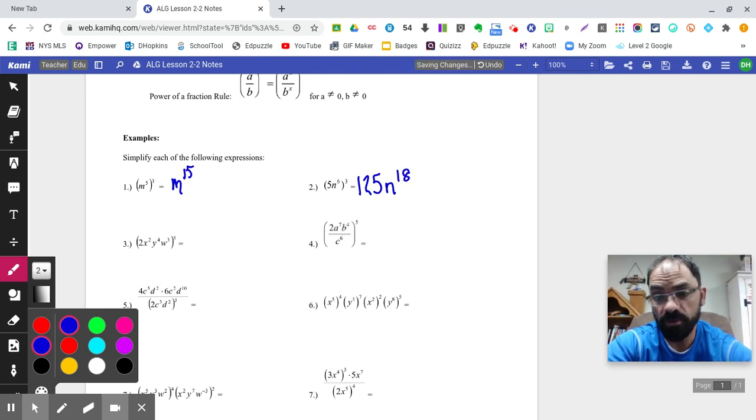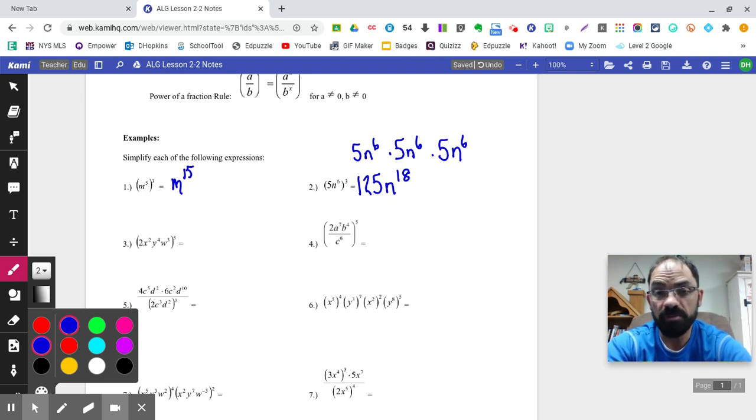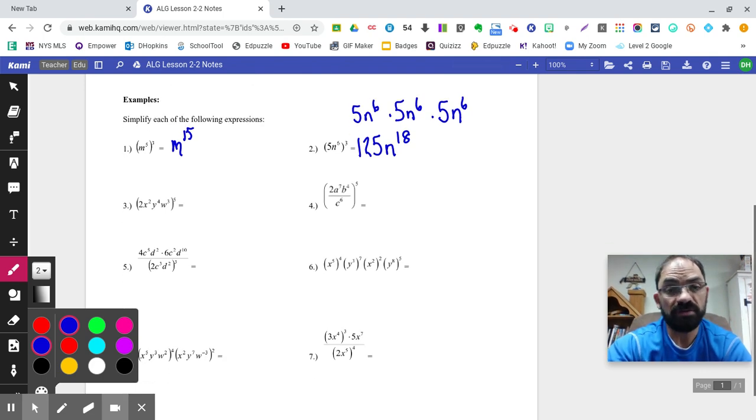What it would look like prior to that: 5n to the 6 raised to the third power means 5n to the 6 times 5n to the 6 times 5n to the 6. So that's where I come up with 5 times 5 times 5 is 125. And when we multiply exponents with the same base, I add them. So 6 plus 6 plus 6 is 18. So the shortcut now is raise everything to the power. 5 cubed is 125. And when I have a power raised to a power, I multiply. So 6 times 3 is 18. It will save you some time, but however you want to do it will work.